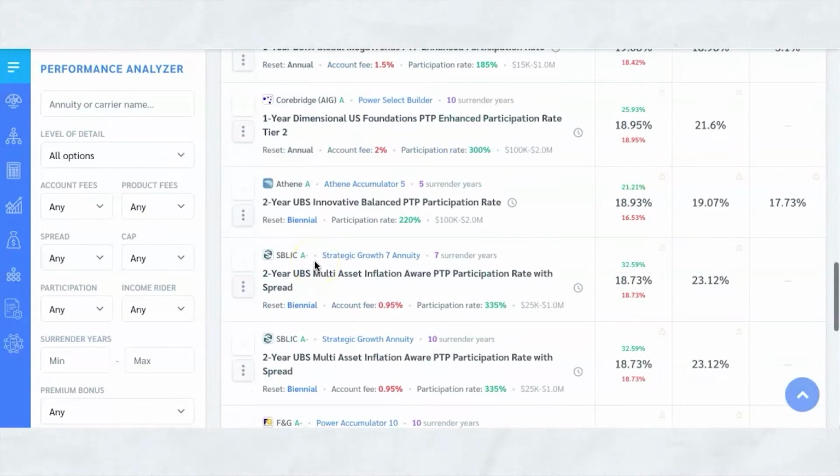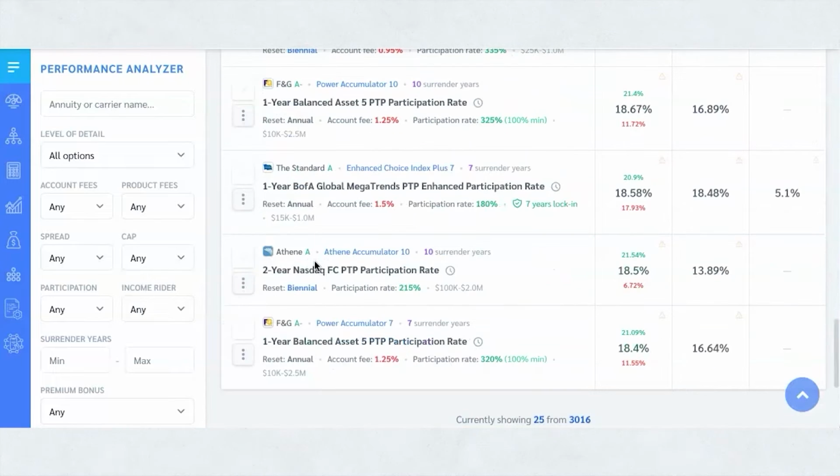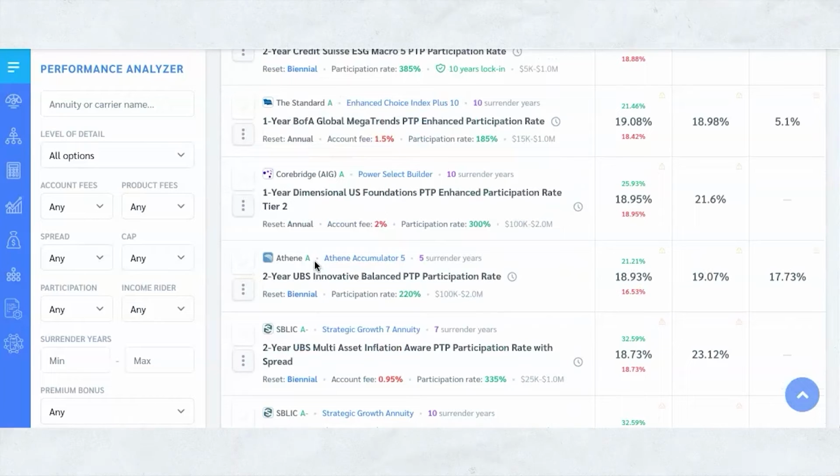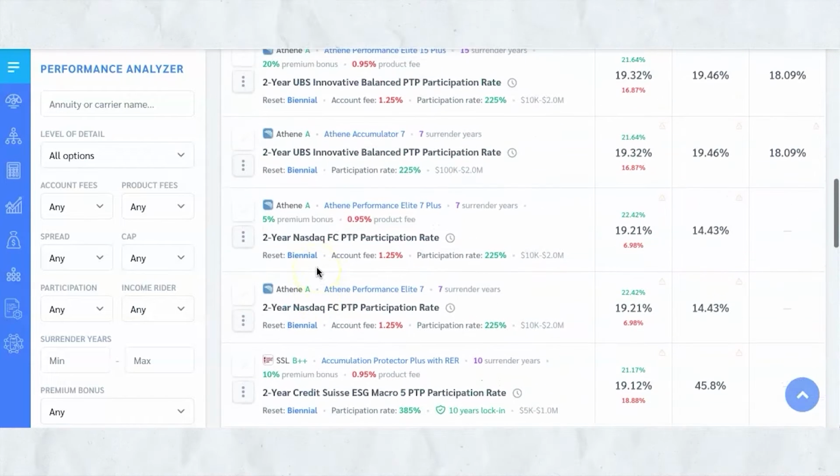There's a lot of 2 years and 1 year. So a lot of the 2 years are just showing up on top right now because the last 2 years have been some very good growth years. And so this is just showing the top growth ones.